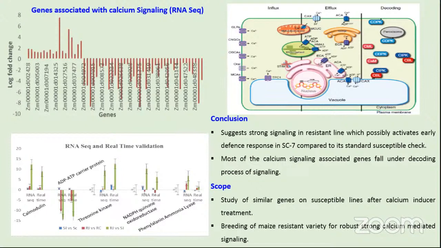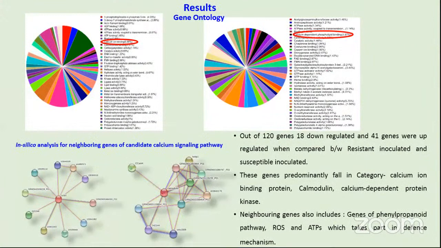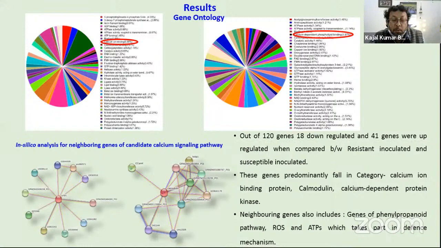Yes, one simple question, Shweta. Tell me the name of the pathway, the calcium signaling. What is the name of the pathway? There are calcium dependent protein kinases. What is the name of the pathway in which the calcium signaling phenomenon is working? The calcium ion binding, so we found the associated pathway, the phospholipase pathway. What are the receptors working in this system? PRR receptors? No.